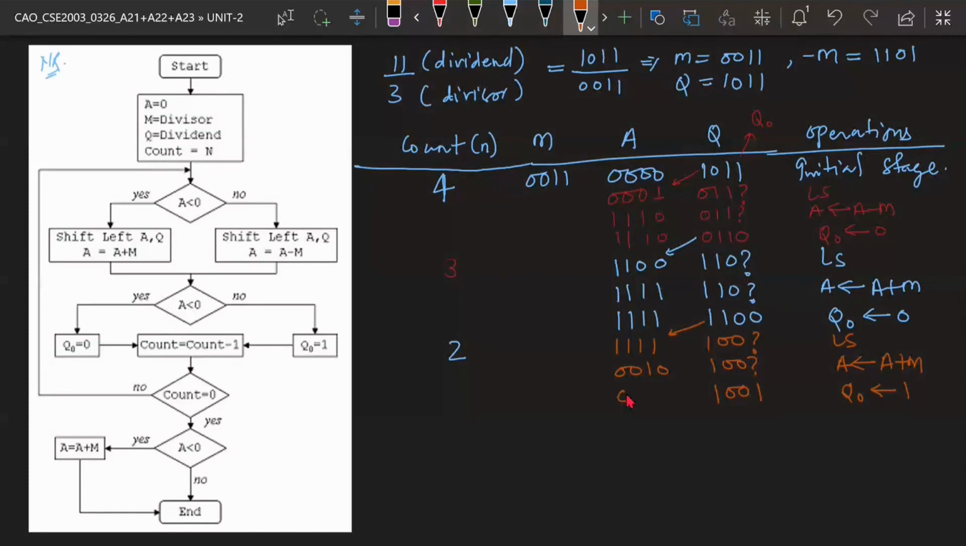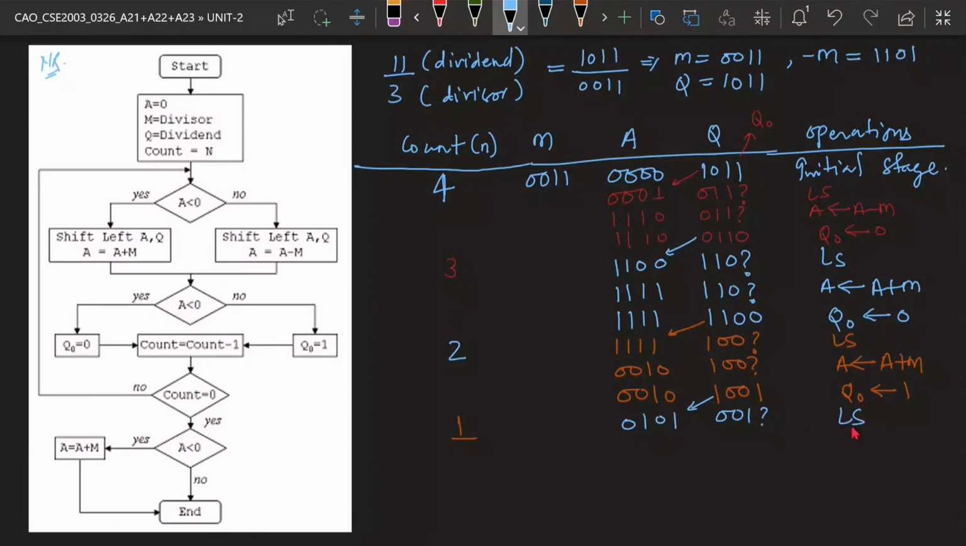Now after reduction it will be 1, and then we should be again moving to the next iteration. So again we should be checking for A content. A content is positive, so this is not satisfied, so it will be moving to no side. Once it is moving to no side, again it will be doing the left shift. The left shifting will be done, so it is 0 1 0, and this will be coming here. So 1 0 0 1, there is a question mark, so this is left shift basically is done.